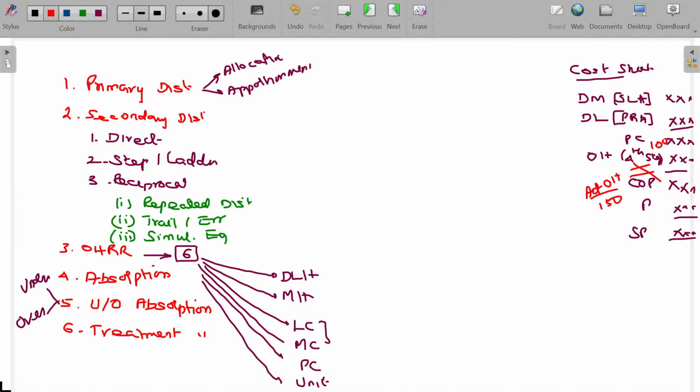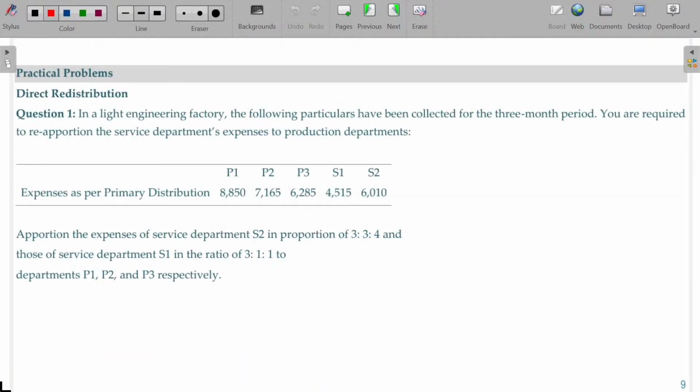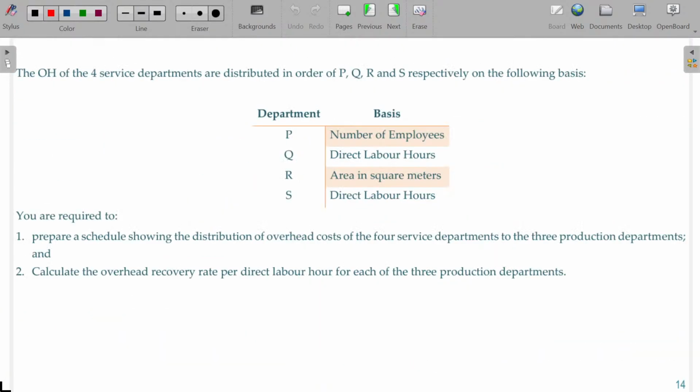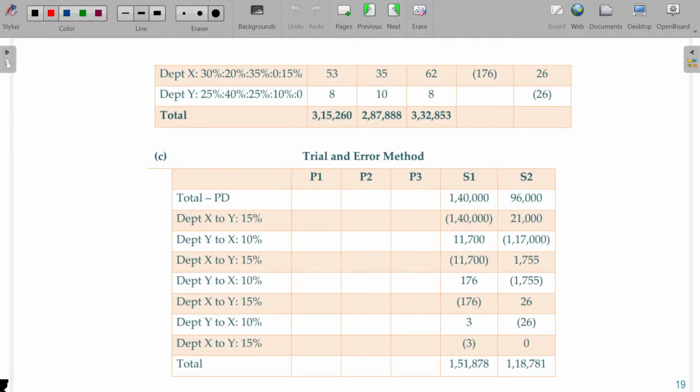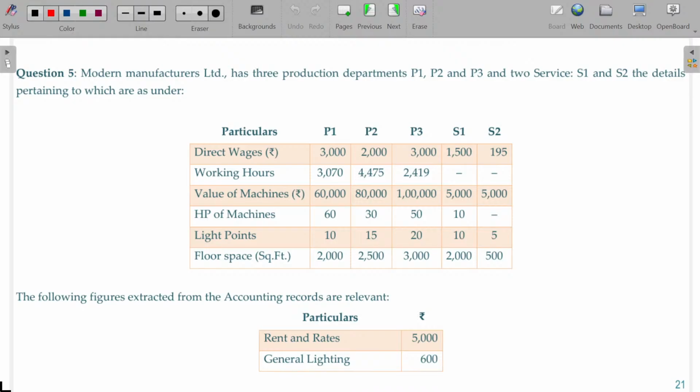Now I will start with one illustration where I need to follow all the 4 steps: primary distribution, secondary distribution, overhead recovery rate, and then absorbing to the product. All the 4 steps are going to be completed. By completing them, I can easily find out the cost of production. After that, I'll go for the variations. First of all, we'll go for a comprehensive illustration. I'll try to finish up the 5th one first.